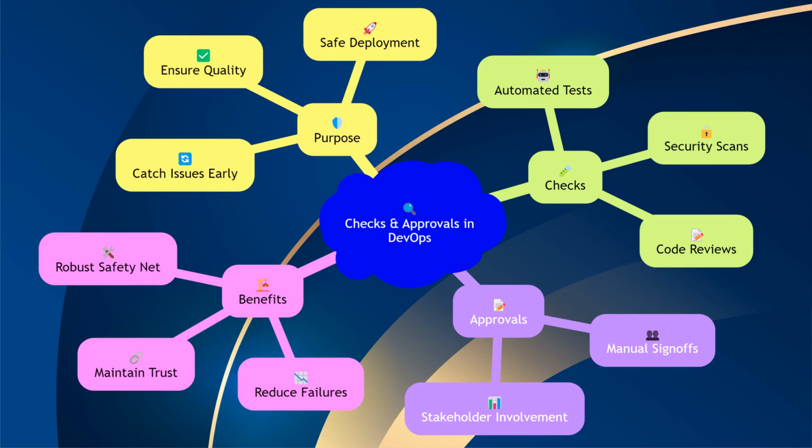Checks and approvals are critical components in any DevOps pipeline. They ensure that code changes meet quality standards before being deployed to production. By implementing these mechanisms, teams can catch issues early, reduce the risk of failures, and maintain a high level of trust in their deployment processes. Checks can include automated tests, security scans, and code reviews, while approvals often involve manual sign-offs from stakeholders. Together, they form a robust safety net that safeguards the integrity of the software delivery process.